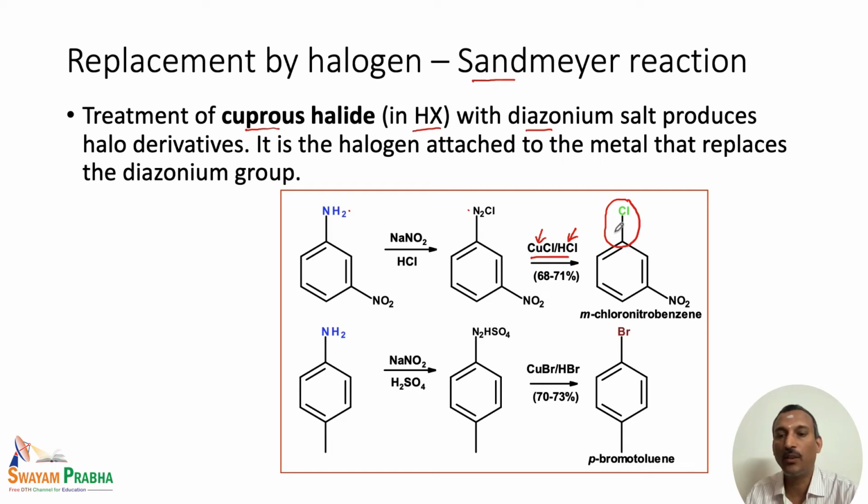That was identified using various experiments, and it was confirmed that the replacing halogen comes from the metal salt. Similarly, in another example, toluidine is converted to the corresponding diazonium salt, followed by treatment with cuprous bromide and HBr, which gives para-bromotoluene. So this is again a place where the amino group is replaced by a halogen atom. This is the Sandmeyer reaction. The important thing to remember is that we are using cuprous halide as the salt.